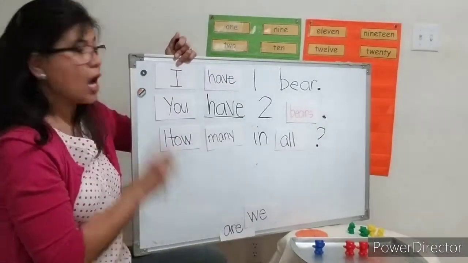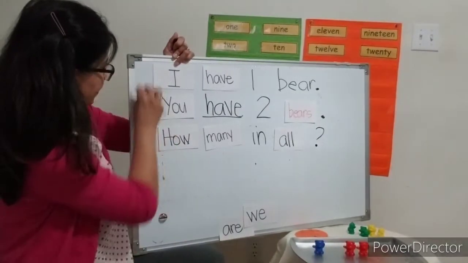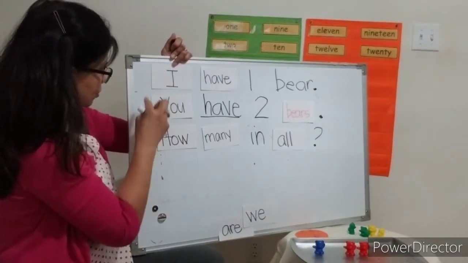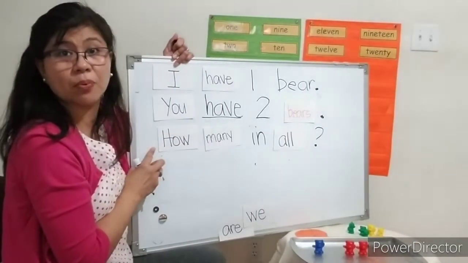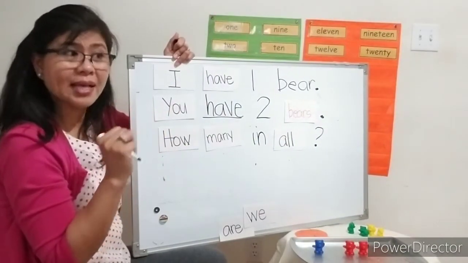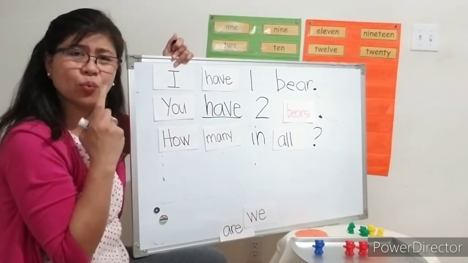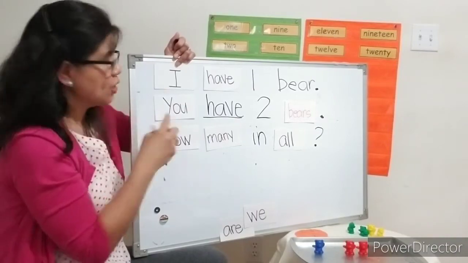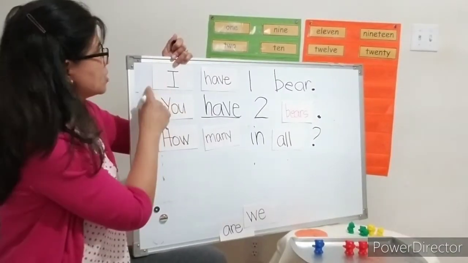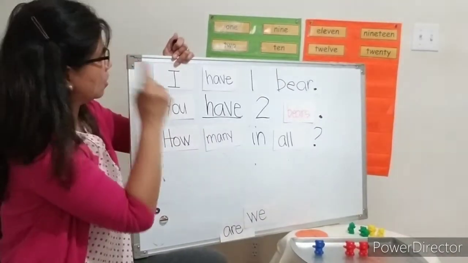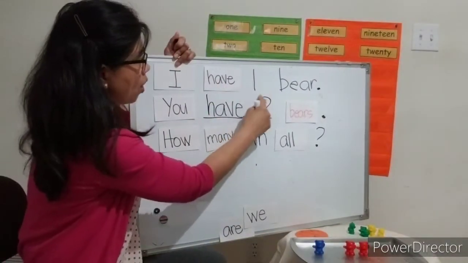You got that? How many sentences do I have here? I have 1, 2, 3 sentences to make a problem story, because we need more than one sentence to make up a story. So at least we have 3. Let's read it again. Let's read the first sentence. Go. I have 1 bear.